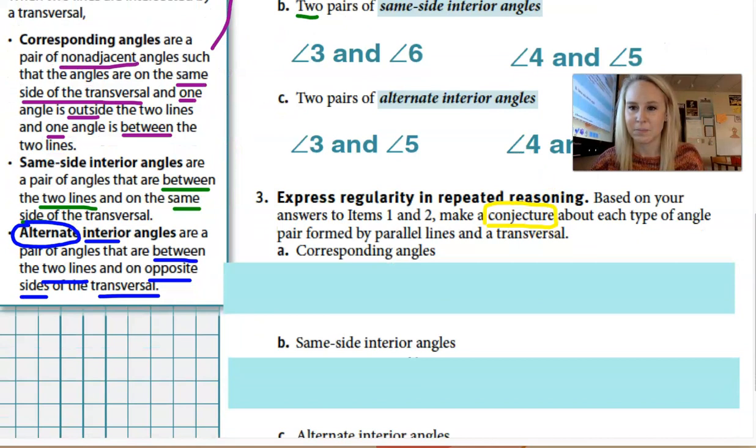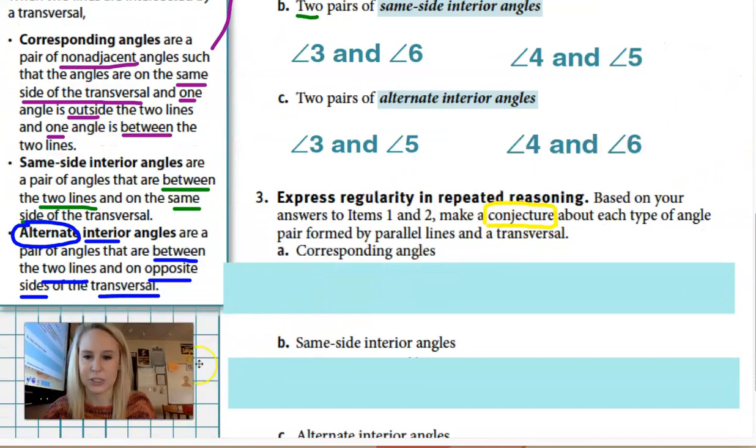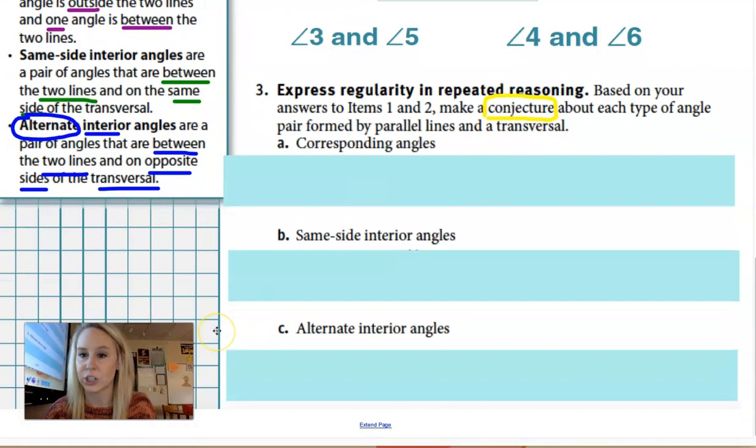All right. So what we're going to do now, you've learned some vocab, and now we're going to make a conjecture about the types of angles. So based on the answers to items 1 and 2, I want you to make a conjecture, a guess, about what you think about each type of angle. So are they congruent? Are they supplementary? Okay, that's a hint for you. So try A, B, C, D. What do you notice? Are they congruent? Are they supplementary? I don't know.